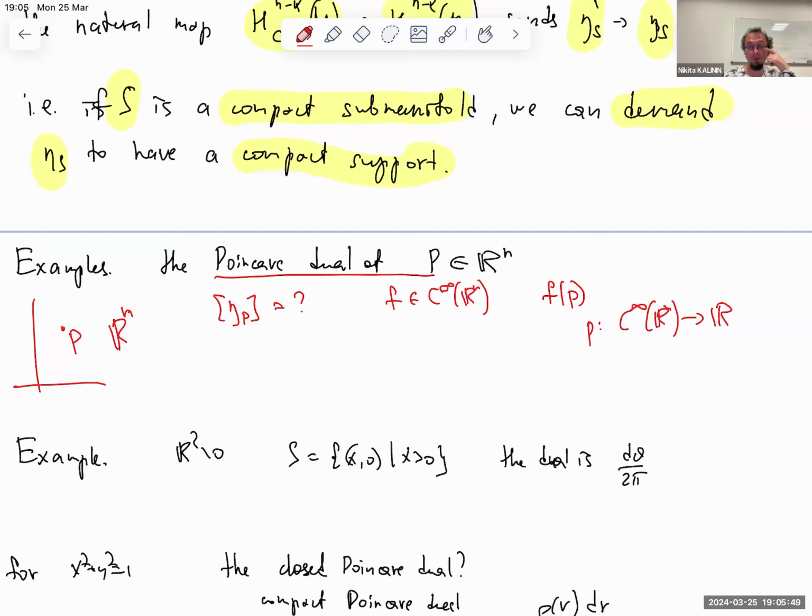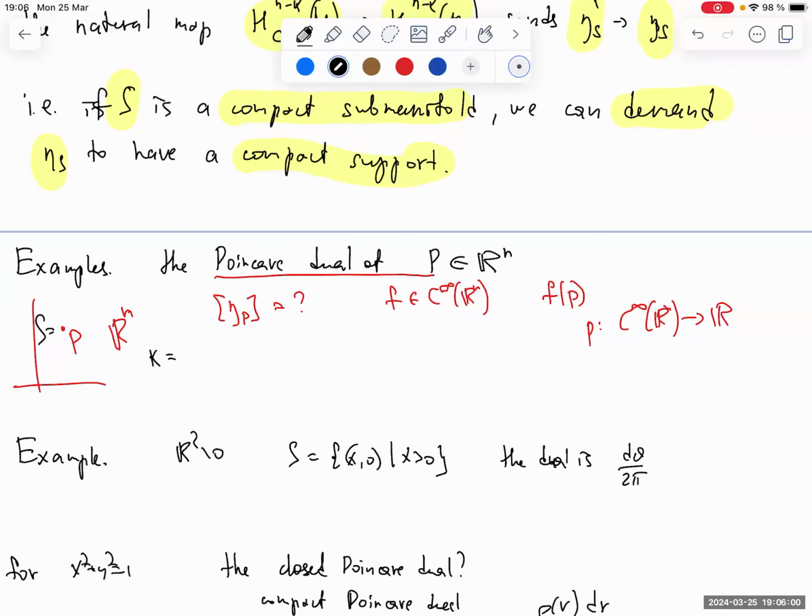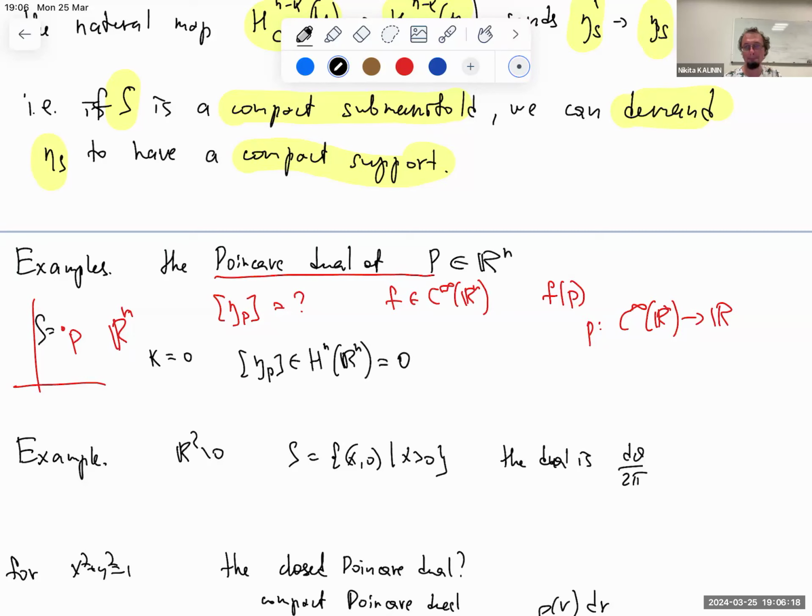Okay, let's try to do it formally. First of all, we know what our submanifold is. Our submanifold is P, that's fine. But we also have dimension. What is the dimension? Okay, 0. So where should the dual class belong? To the n-th homology, Hn of Rn. What is Hn of Rn? It's 0. Yes.